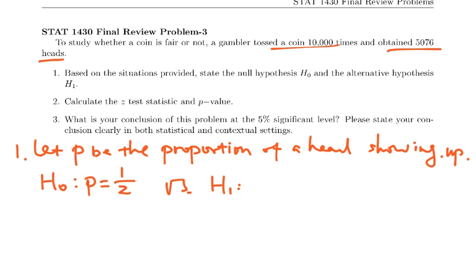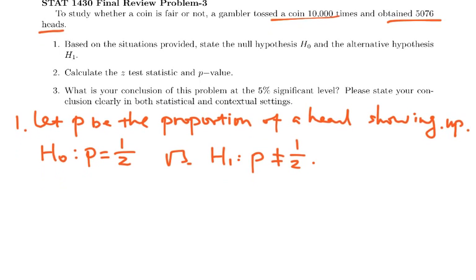which means this coin is not fair. That means the proportion of a head showing up is not equal to 1/2. Or say in another way, the proportion of a head showing up is not equal to the proportion of a tail showing up. So this is the statements of the null hypothesis and the alternative hypothesis. And next, we're going to calculate the z-test statistic and the p-value.